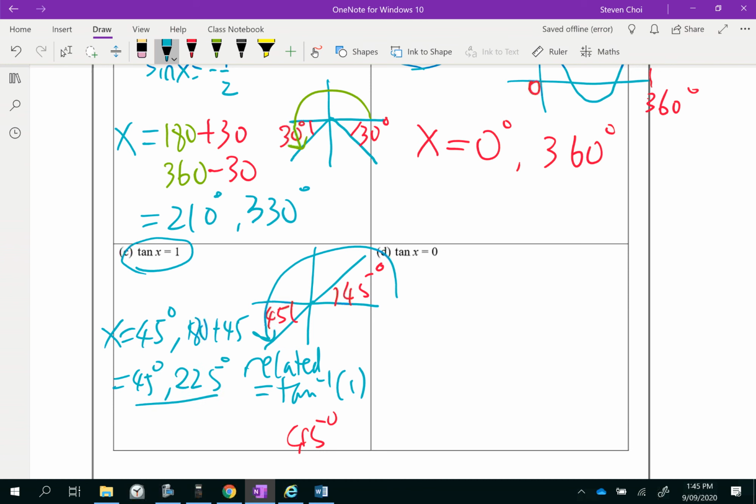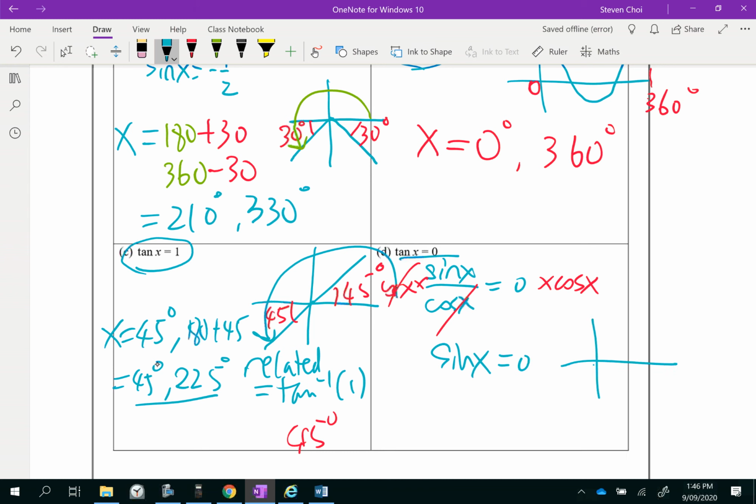Good, any question? What if it's 0? Now, if it's tan x equal to 0, use the fact that tan is sine over cos, and then times both sides by cos x. And then you end up with sine x equal to 0. And then you draw the graph of sine x. And then use that to help you to solve.